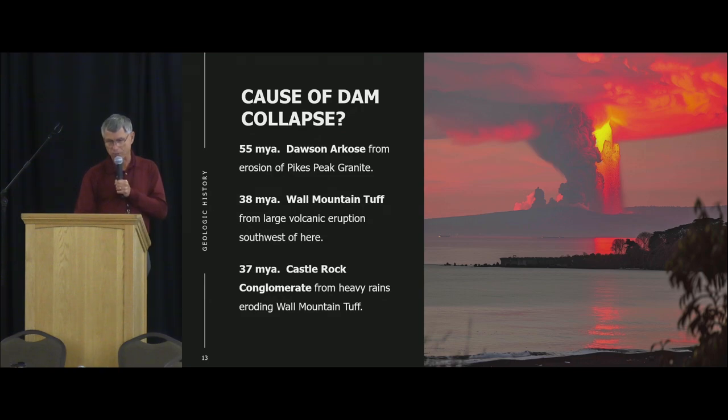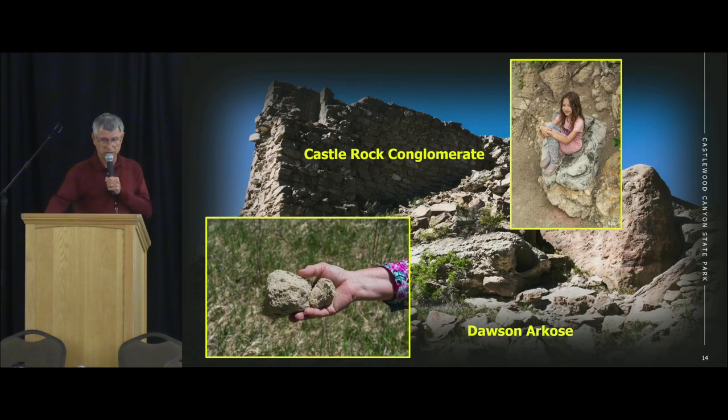It's a very hard rock. And the dam itself is made out of that hard rock. It's got some smaller, but also some very large boulders. These gray boulders, like up here in the top picture, are pieces of that volcanic tuff that were eroded and fell into the streams and then got solidified into that conglomerate. Below it, the Dawson Arkose is very soft, and unfortunately, it underlies the dam.